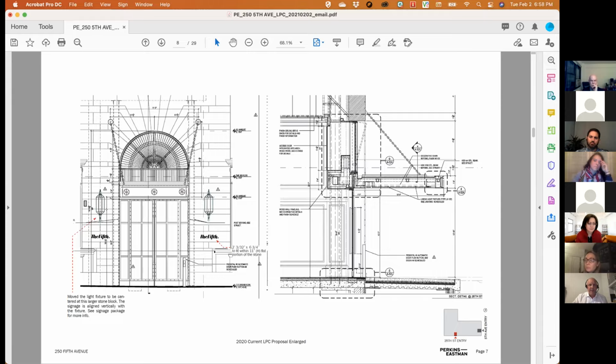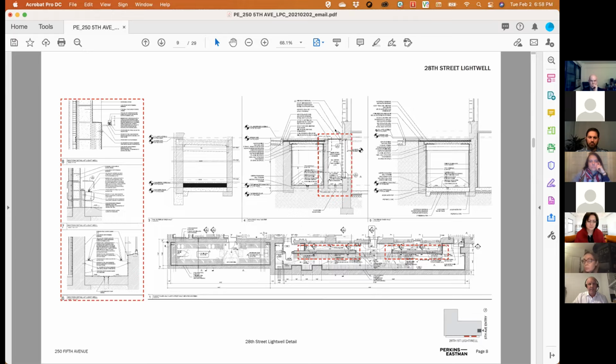It's a metal canopy with a bronze storefront, and then inside of it, nothing changes from what was presented before and approved at Landmarks. It's a vestibule here, and then you enter the hotel lobby. This just shows the light well.